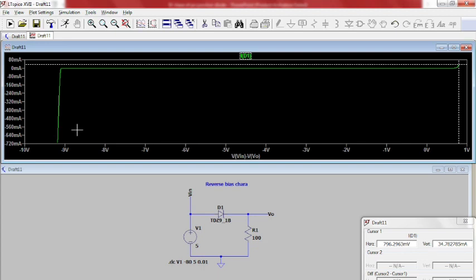Okay, this is all about the VI characteristics of both forward bias and reverse bias conditions.